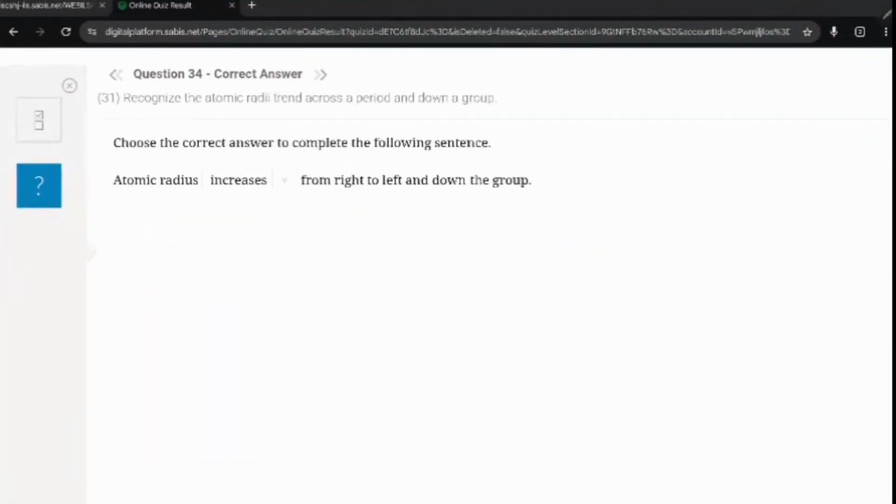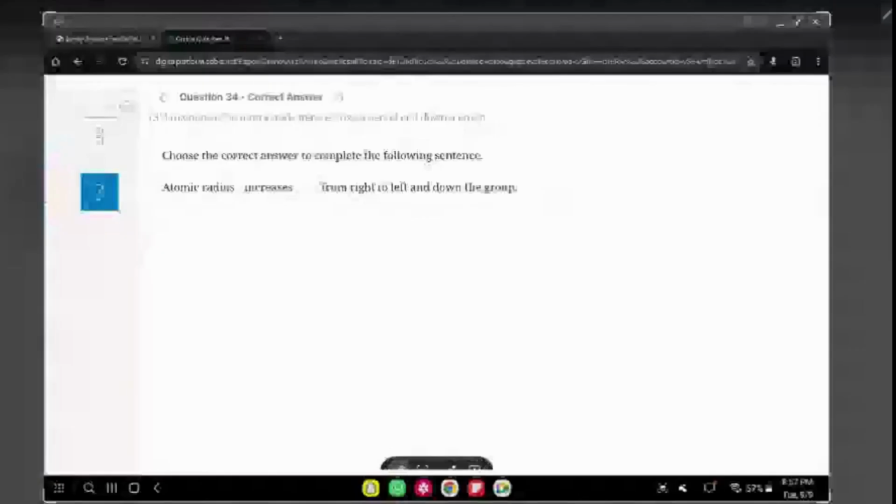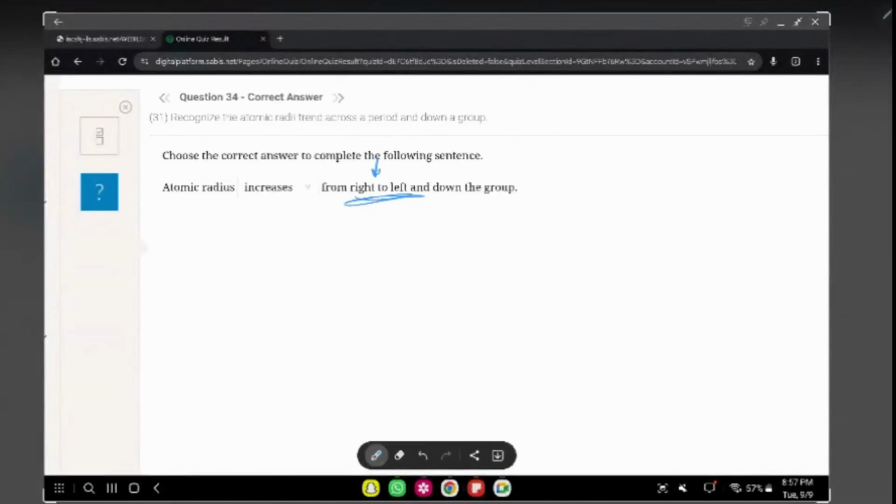Alright, atomic radius increases from right to left and down the group. So they said from right to left. Alright? I taught you, as you go across the period, it what? Decreases. But that's when I go from left to right. So these smart, sneaky people said right to left. So be careful about that, okay? And down the group, I told you down the group it increases. Yeah, down the group it increases.